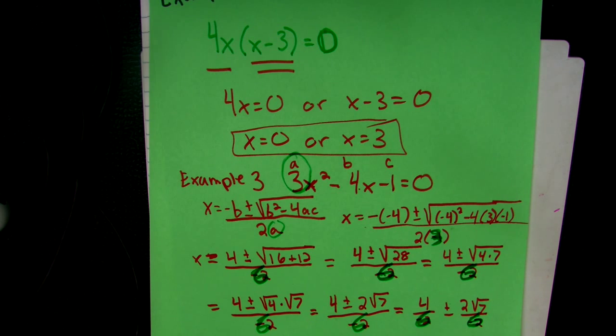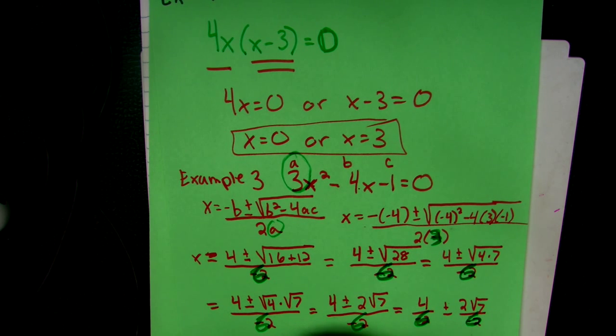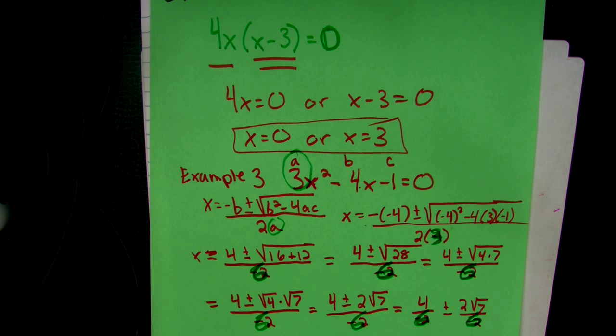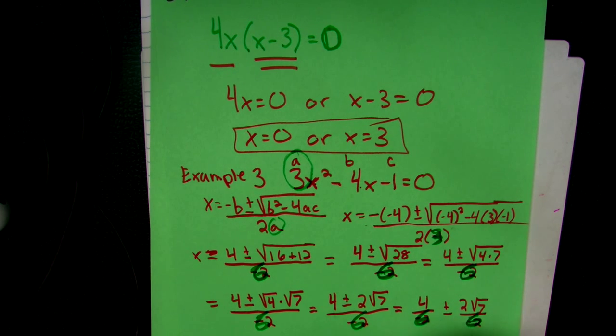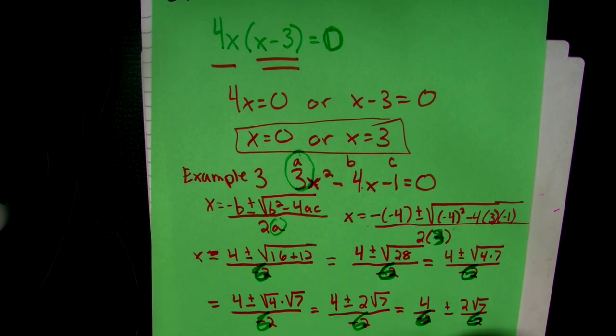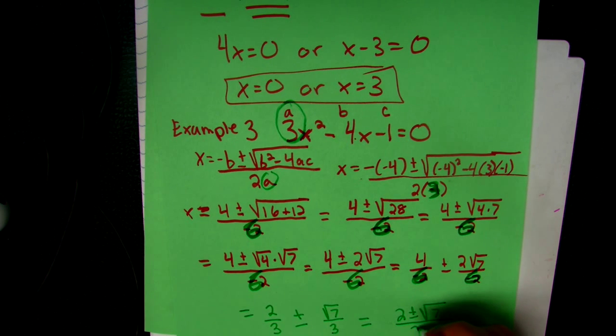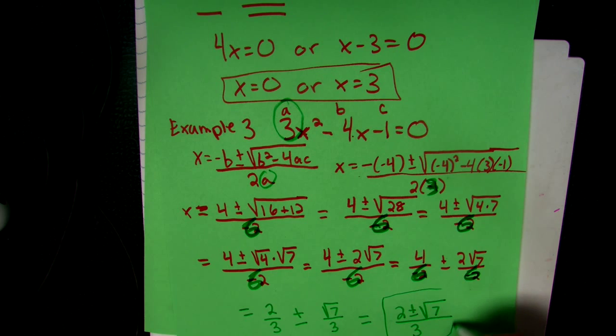So when we simplify now, we have 4 over 6, which is the same as saying 2 over 3. When we simplify, plus or minus, and then 2 over 6 square roots of 7, that simplifies to, 2 over 6 simplifies to 1/3. So the square root of 7 over 3. And now we can rewrite one more time. We're going to just write this as one fraction. 2 plus or minus the square root of 7 over 3. And that is as simplified as it gets.